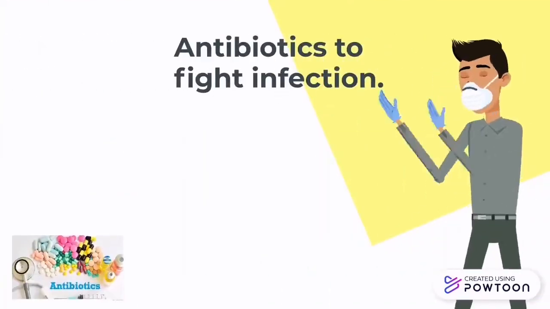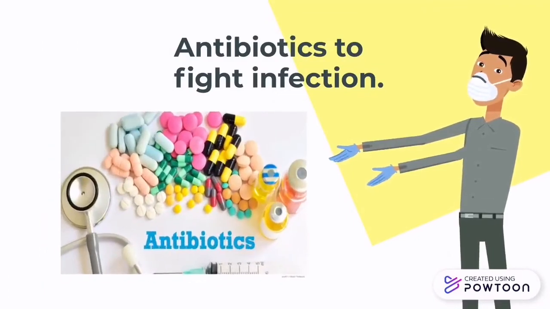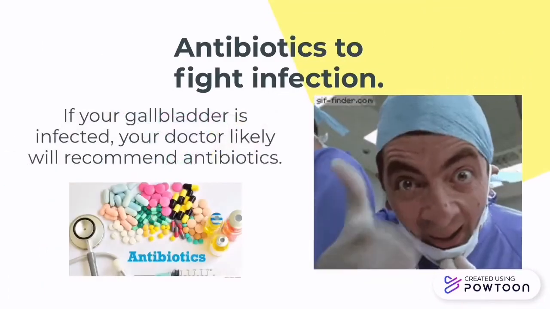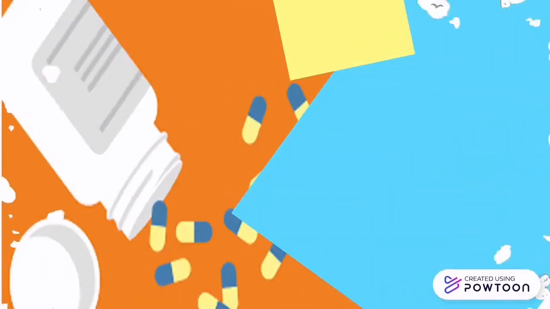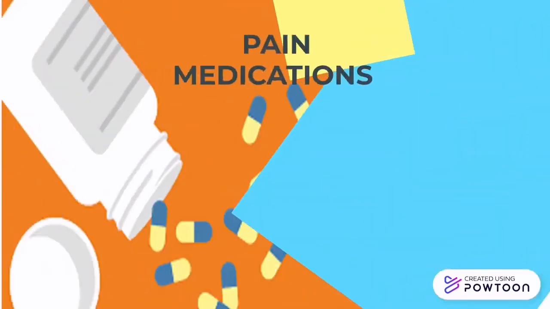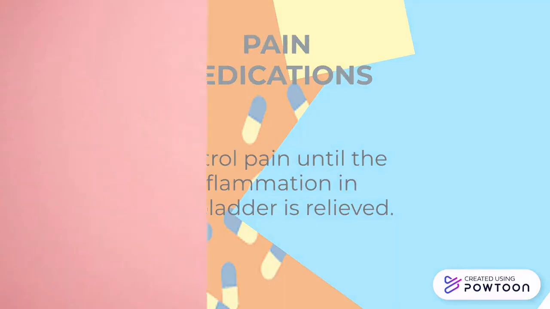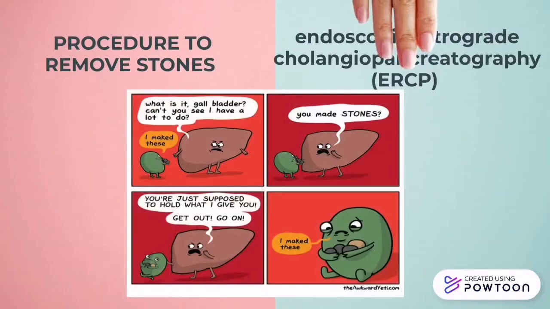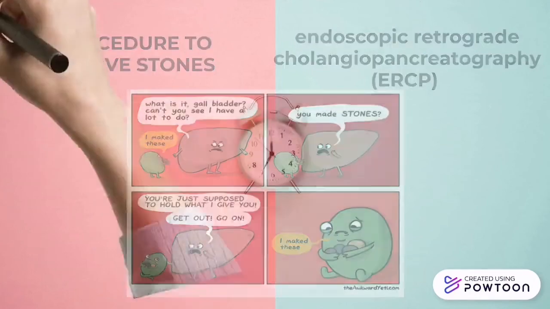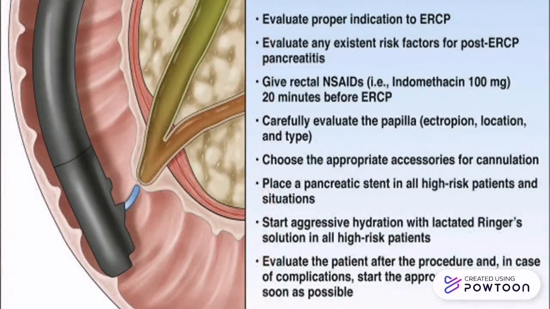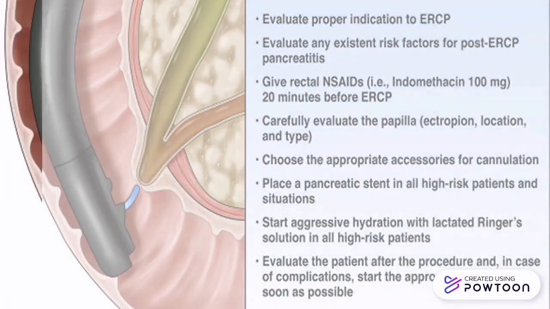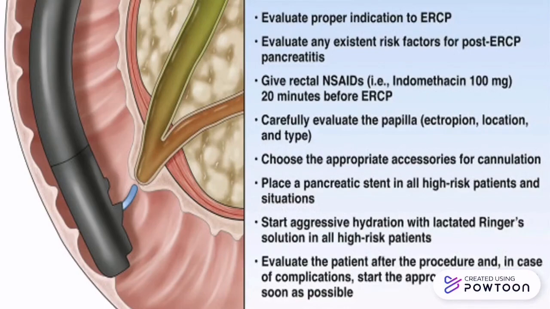Antibiotics to fight infection is another treatment for this disease. If your gallbladder is infected, your doctor likely will recommend antibiotics. Next is pain medications. These can help control pain until the inflammation in your gallbladder is relieved. Another method is that your doctor may perform a procedure called endoscopic retrograde cholangiopancreatography (ERCP) to remove any stones blocking the bile ducts or cystic duct.